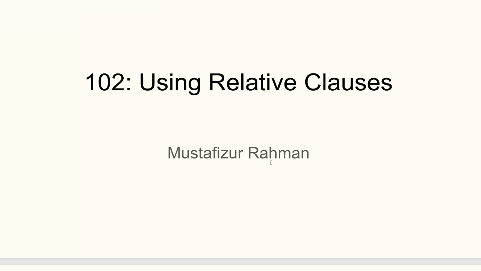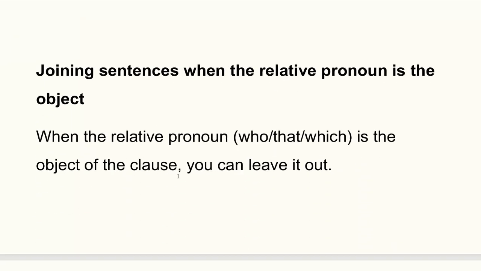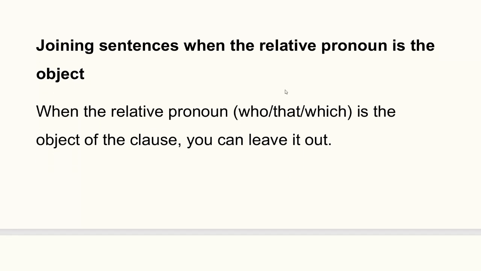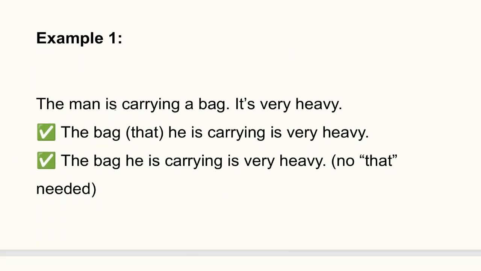Using relative clauses. When the relative pronoun is the object of the clause, we can leave it out. For example, the man is carrying a bag. It's very heavy. The bag that he's carrying is very heavy. So here we can use that or we can just leave it out. The bag he's carrying is very heavy.